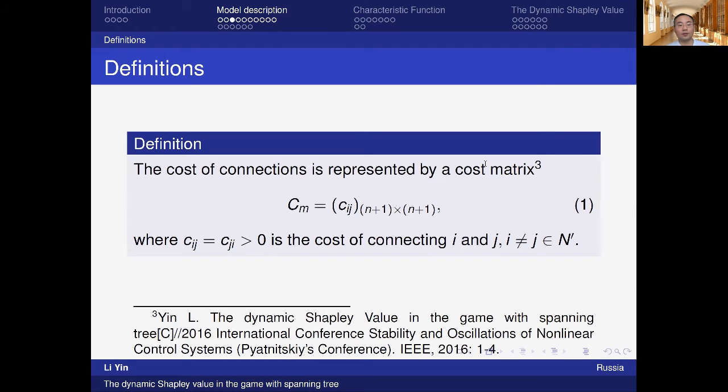At first, the graph with the spanning tree consists of two important parts. First is a graph. Second is a cost matrix. The cost of connections is represented by a cost matrix, like the first formula. Each element of the cost matrix is decided by only two players. It means the cost between them is decided only by themselves.